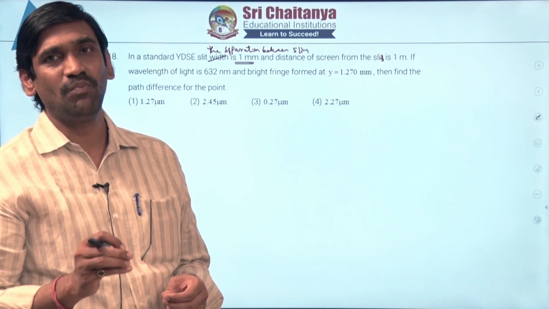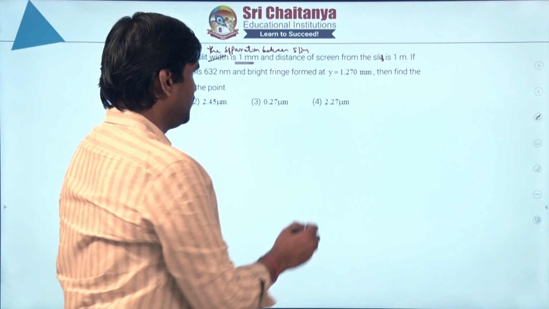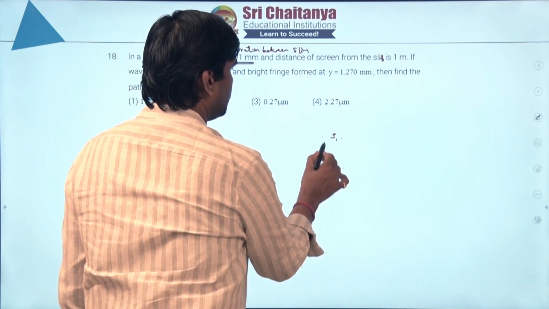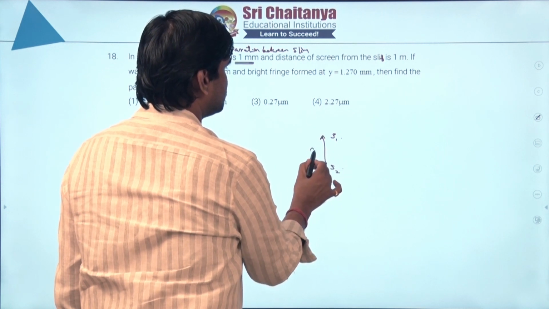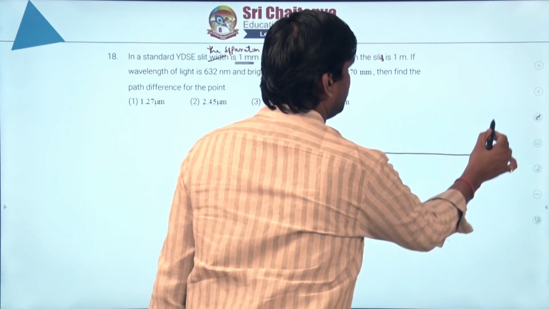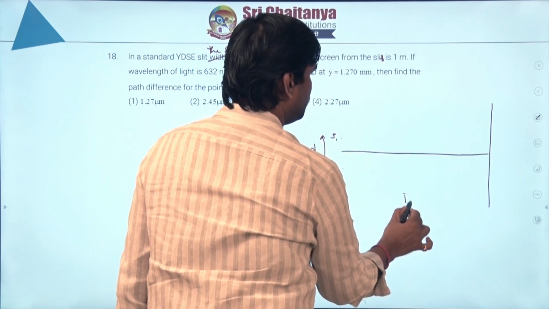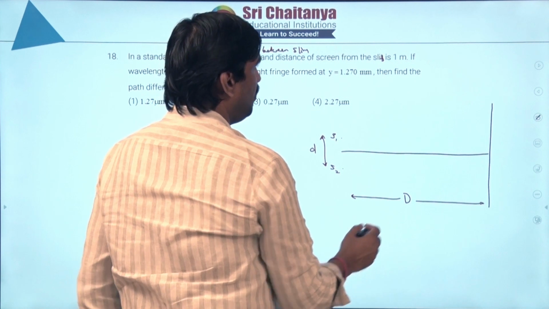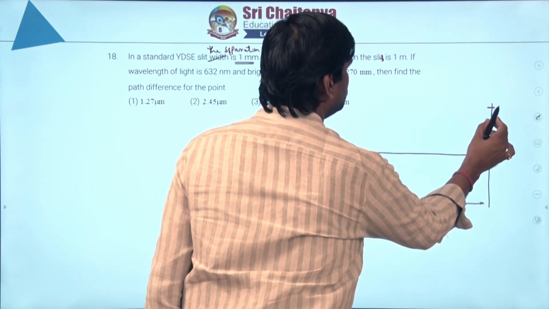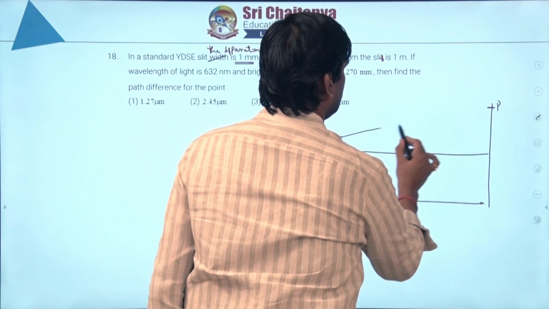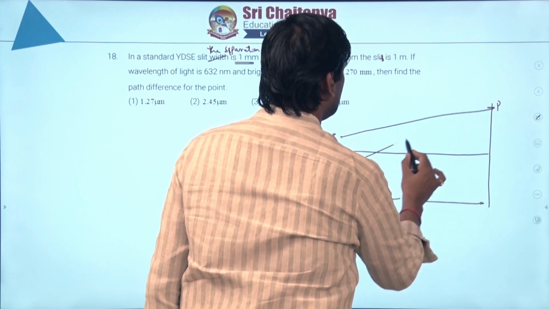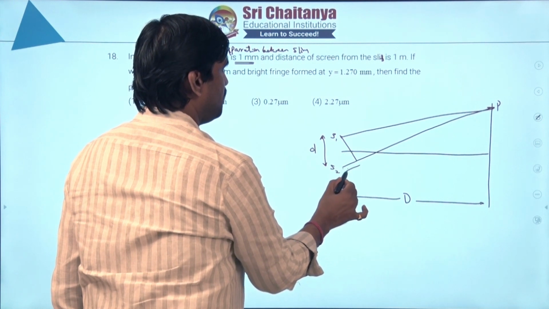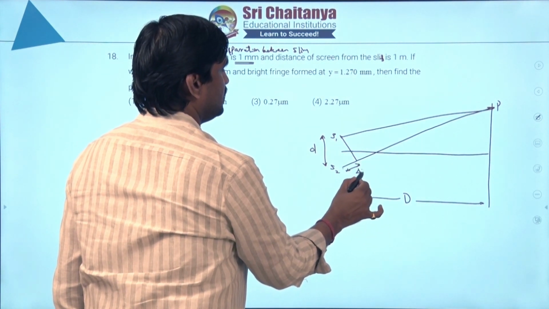They are asking what is the path difference for that point. Here this is S1, this is S2, given this is the separation between the slits. Now, this is the screen. The separation between screen and the slits is D. Now, the bright fringe is formed at a position P. By reaching the waves to that point, they are asking what is the path difference.